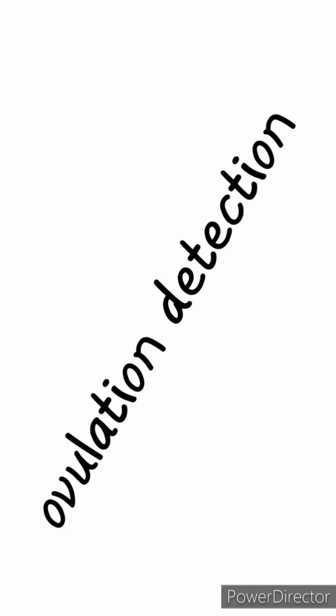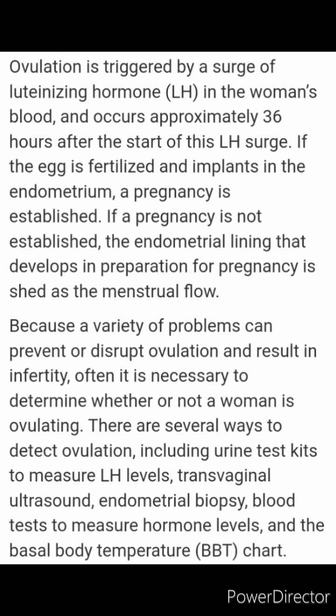So, next is ovulation detection. Ovulation is triggered by a surge of luteinizing hormone in the woman's blood, and occurs approximately 36 hours after the start of this LH surge. If the egg is fertilized and implanted in the endometrium, a pregnancy is established. If a pregnancy is not established, the endometrial lining that develops in preparation for pregnancy is shed as the menstrual flow.